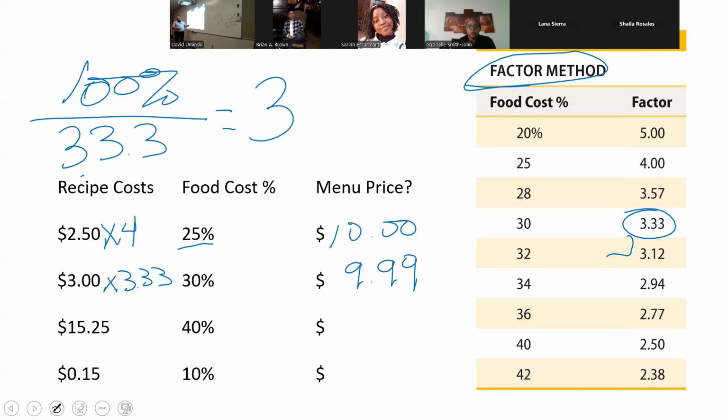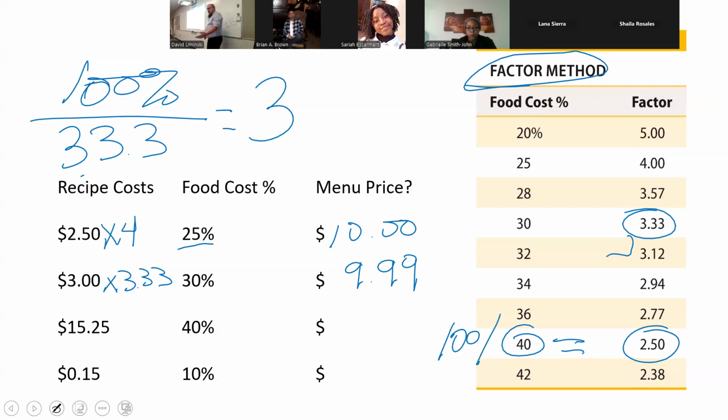40%. We look at my chart, 40% food cost has a 2.5 factor. So I'm going to multiply it by 2.5. How did I get that factor of 2.5? We take 100, divide it by 40, and that is equal to 2.5. That's how we get that factor. So number 4, to calculate using the factor method, we need to divide 100 by the desired percentage and then multiply the recipe cost by the factor. So our example is $2.50.